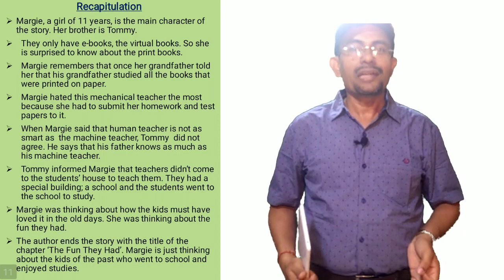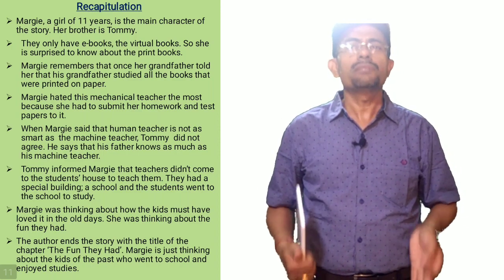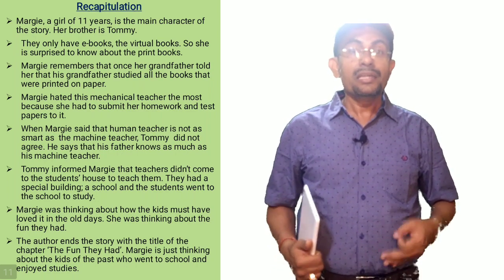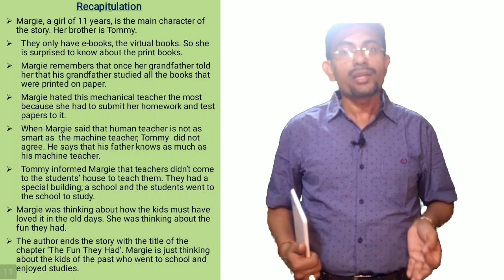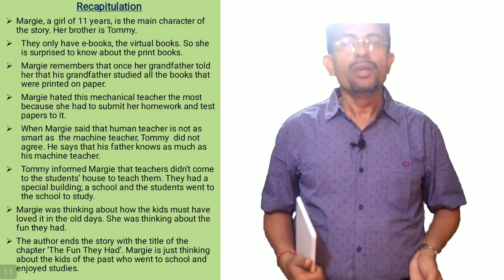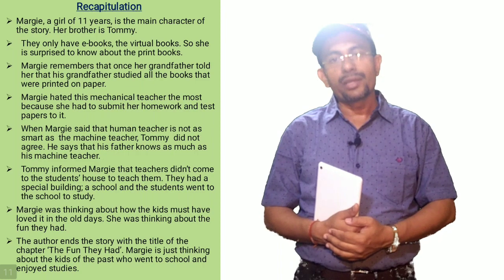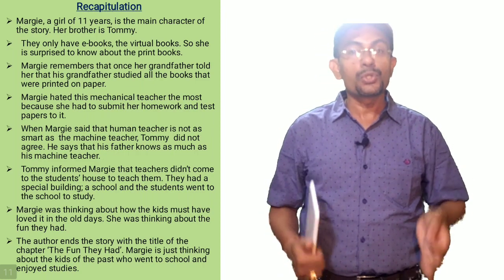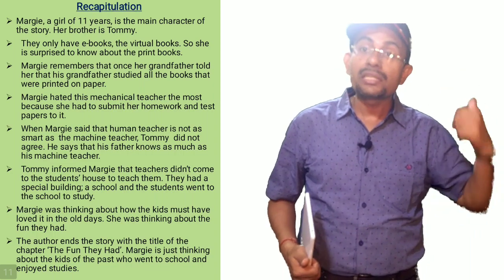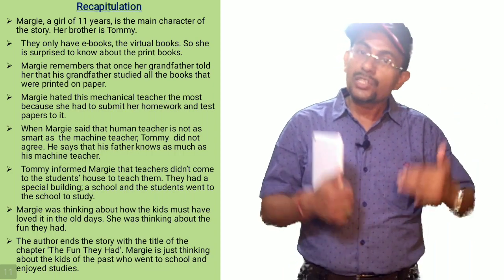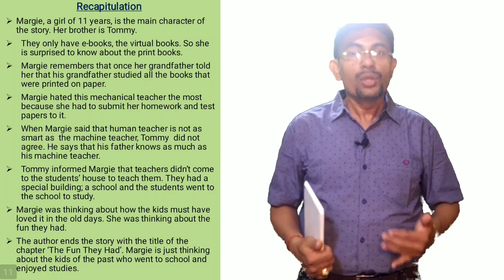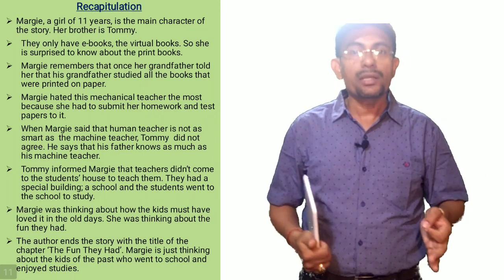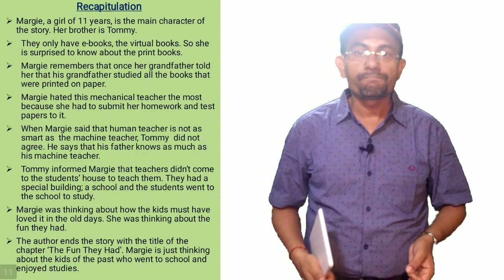When Margie said that a human teacher is not as smart as the machine teacher, Tommy did not agree. He says that his father knows as much as his mechanical teacher. Tommy further informed Margie that teachers did not come to the students' house to teach them in ancient times. They had a special building called school where students went and studied all together and had fun together.